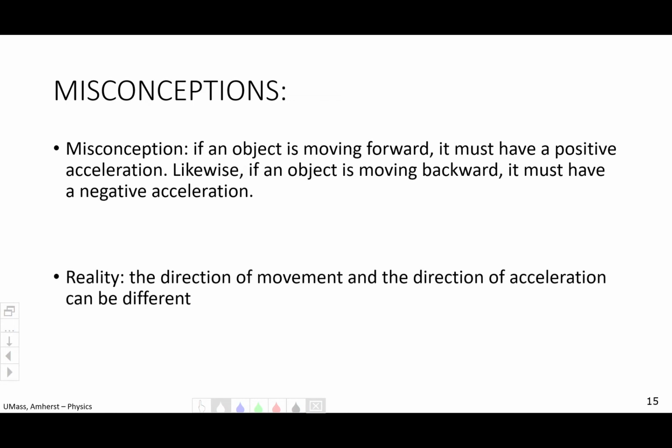All right, the next misconception that I often see is as follows. If an object is moving forward, it must have a positive acceleration. Likewise, if an object is moving backward, it must have a negative acceleration. That is incorrect. The reality is that the direction of movement and the direction of the acceleration can be different. There is also this idea that a positive acceleration means speeding up and a negative acceleration means slowing down. And that is also incorrect.